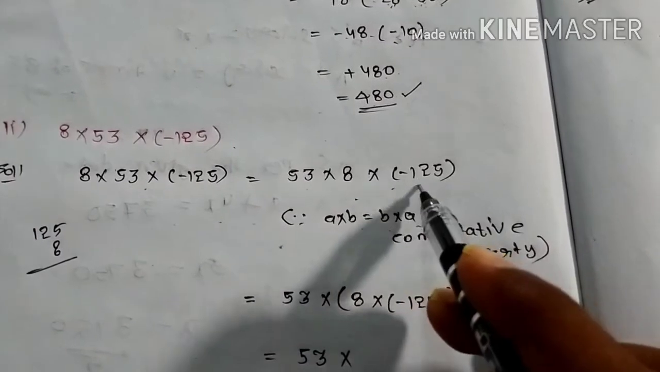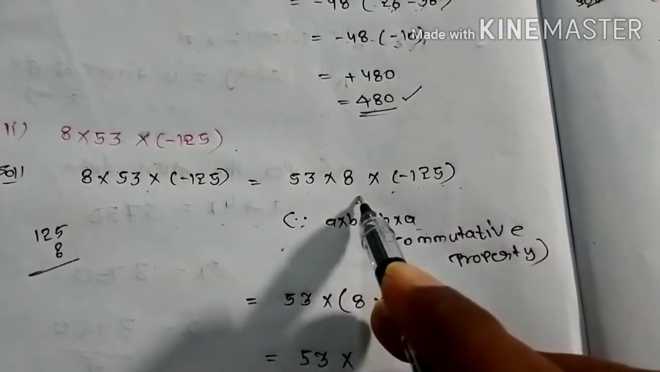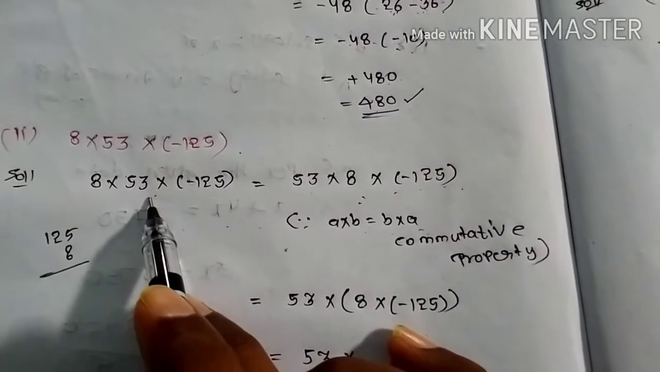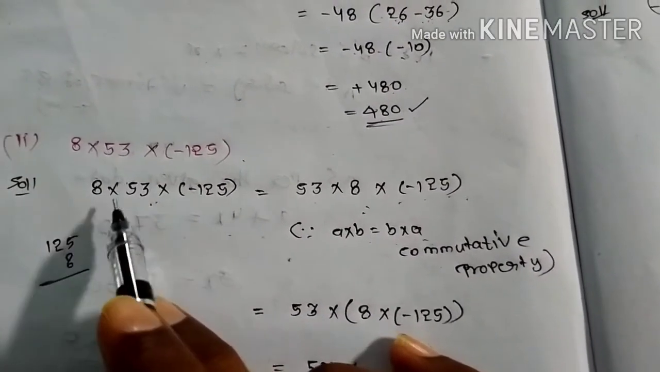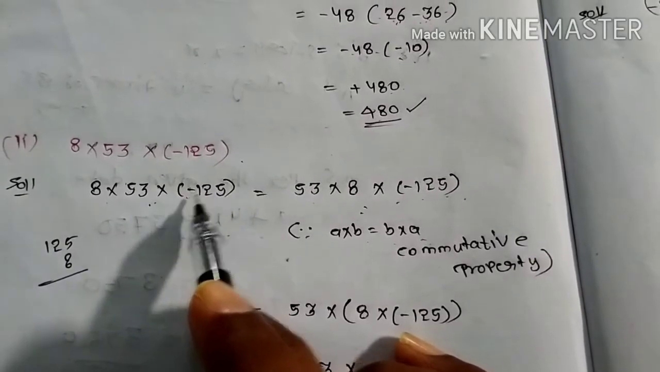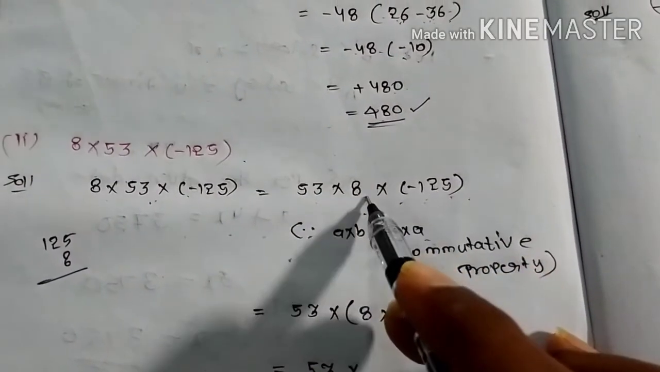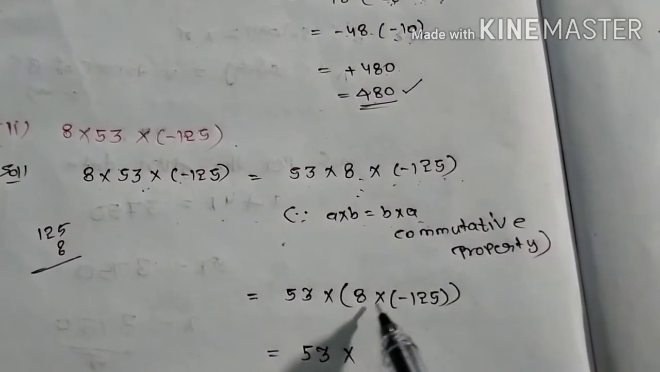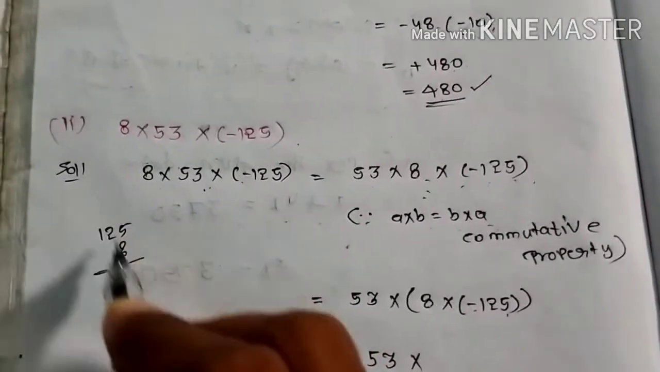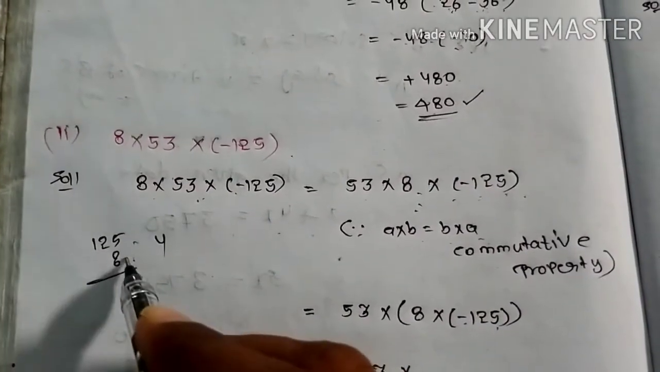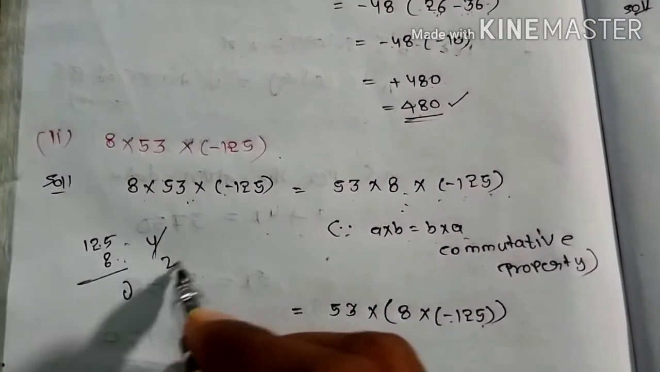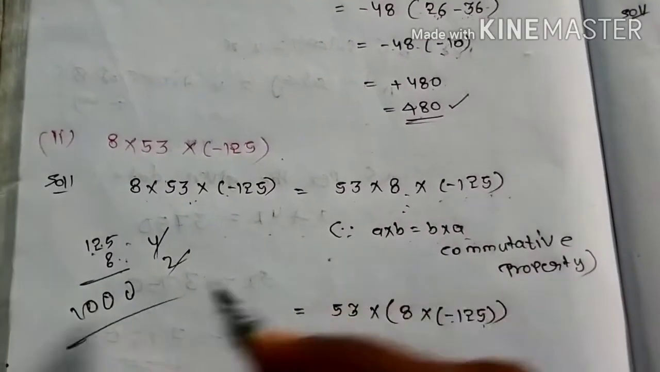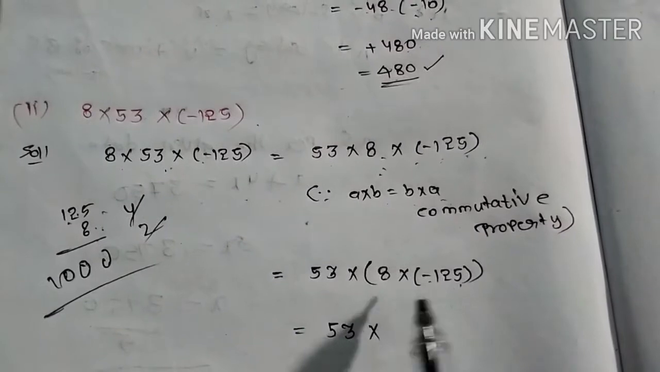Into minus 125. Why am I writing 8 here? So that if I multiply 8 into 53, it is a big process to find the multiplication. If I write 125 into 8, you will get a very easy answer. So I written 8 into minus 125. See, 8 into 125 means 8 5s are how much? 40. 8 2s are how much? 16. 16 plus 4 is how much? 20. 8 1s are 8, plus 2 is how much? 10 only. That means you are getting 1000. For that purpose only I written 8 into minus 125.